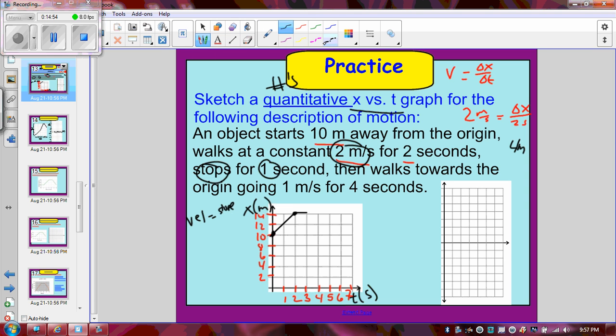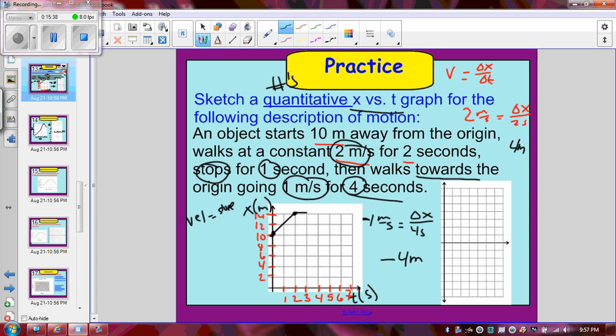Finally, I'm told that the last part of the motion for 4 seconds, the object is moving at 1 meter per second. Once again, you can look at this a couple of different ways. The first way is figuring out, okay, if the object has a velocity of 1 meter per second and the time is 4 seconds, what is the change in position? The change in position would be 4 meters. But notice, the object is walking towards the origin. So what does that mean? If the object is walking towards the origin, that means the slope is actually negative, and therefore the change in position is negative. So it looks like the object goes back 4 meters, back to the 10 meter mark.